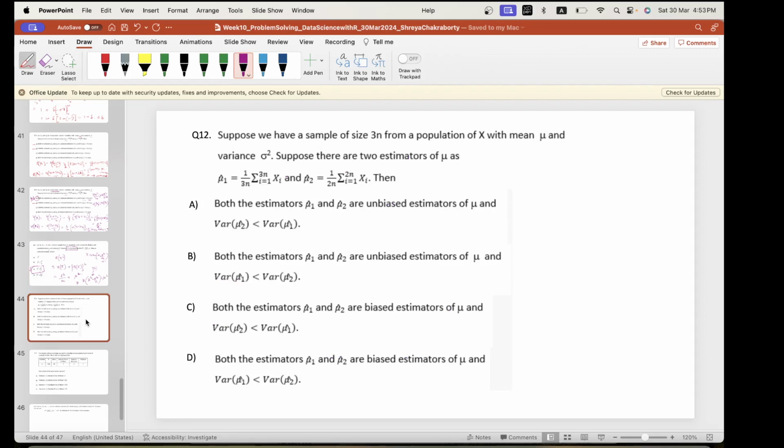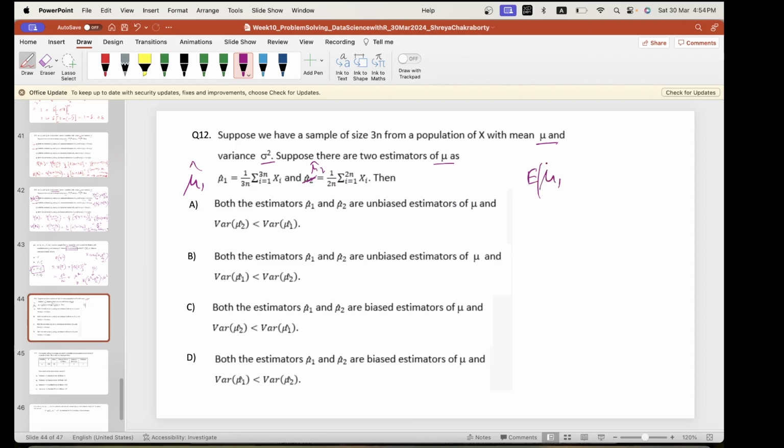Now suppose we have a sample of size 3n from a population of x with mean mu, variance sigma square. Suppose there are two estimators of mu, 1 by 3n summation over 3n of xi and 1 by 2n summation over 2n of xi. Then we have to find out if both are biased, unbiased, or what it is. So let's say this is not b1, actually this is mu1 hat, and this is mu2 hat.